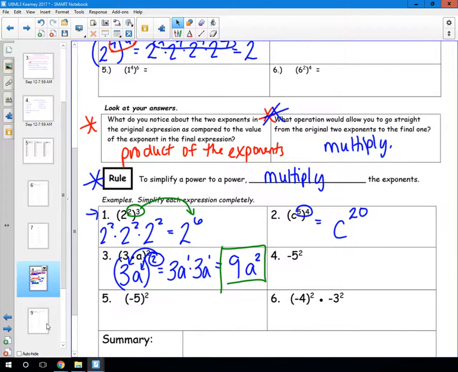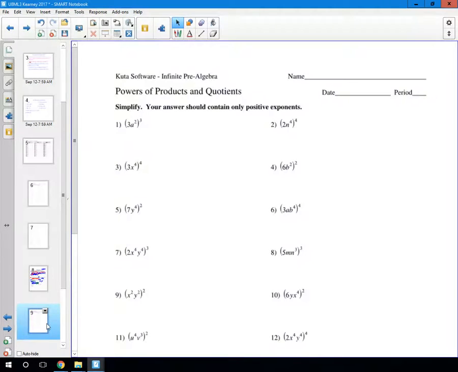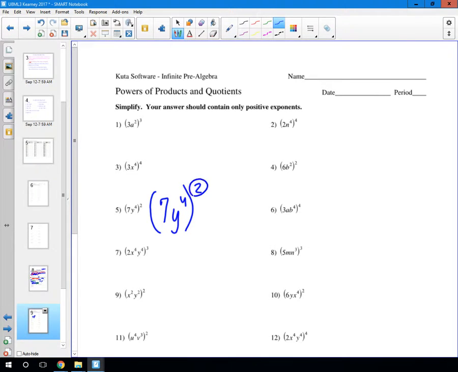Okay? So let's try another. If you'll flip to the back, I want to try another one where there is a coefficient. So let's look at number 5. Number 5 is 7y to the 4th, all of that squared. So that means that entire thing is squared, not just the y to the 4th. So that squared goes to both terms, the 7 and the y to the 4th. It's kind of like distributive property. It really is. You're distributing that squared to everything inside the parentheses.